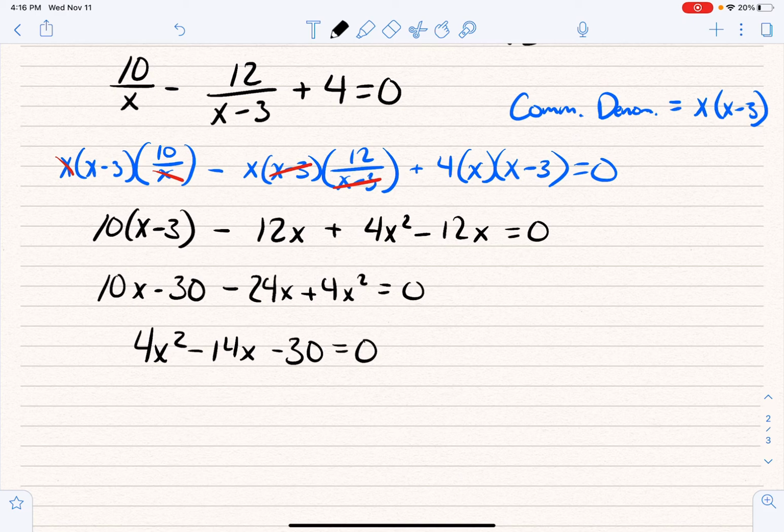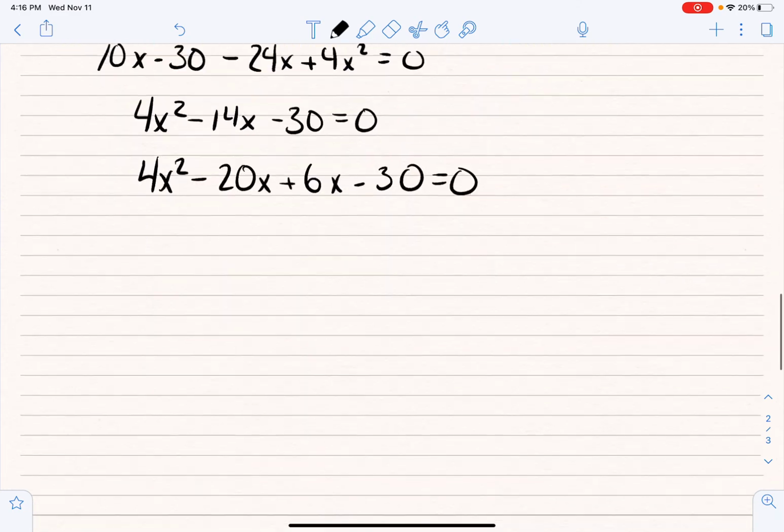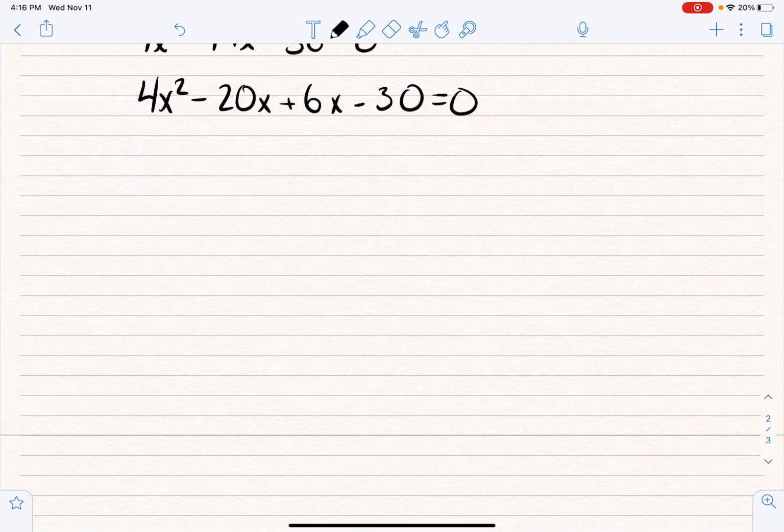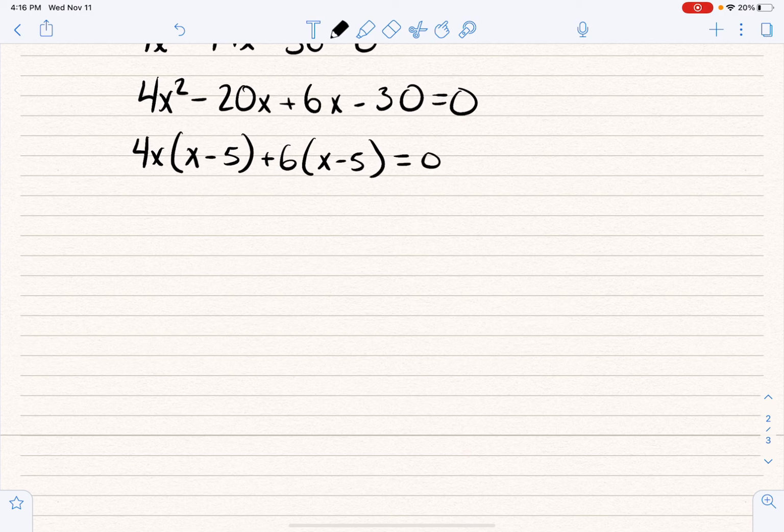Now, maybe you did this by completing the square, but I happen to know how to factor it. So I'm going to say, okay, so this is 4x squared minus 20x plus 6x minus 30 equals 0. Factor these first two terms, take a 4x out, and I get 4x times x minus 5. On the next one, take 6 out, you get x minus 5. So you're left with 4x plus 6 times x minus 5 equals 0.